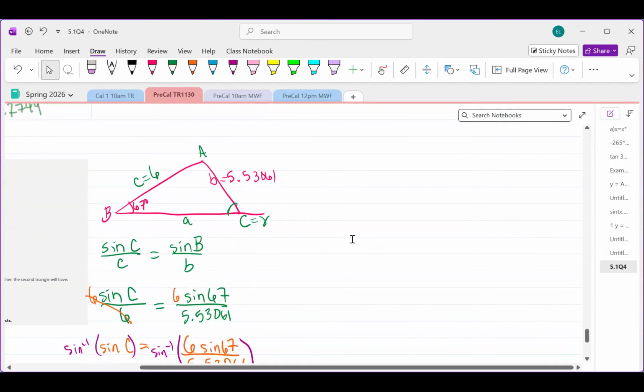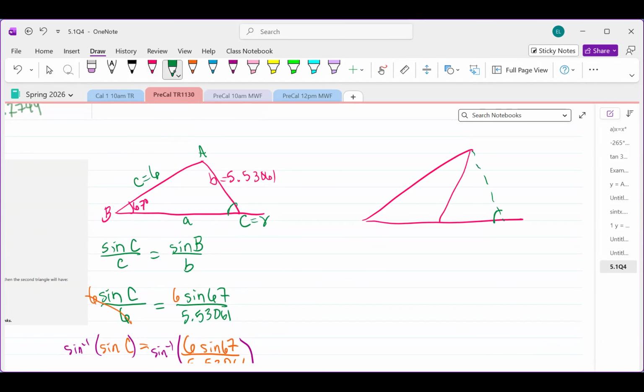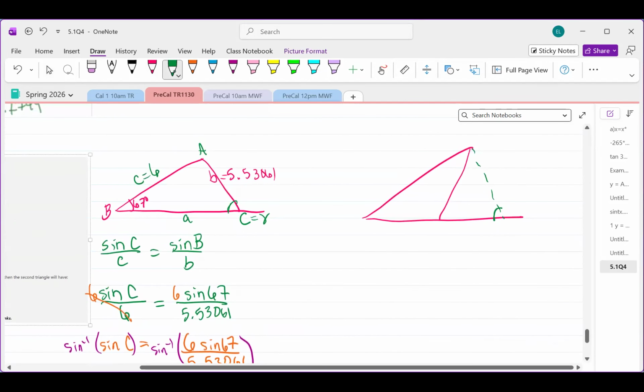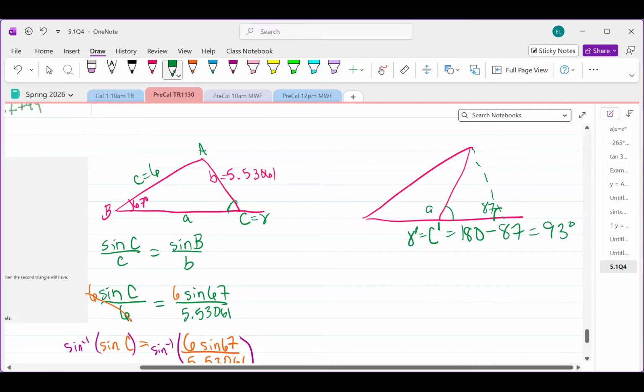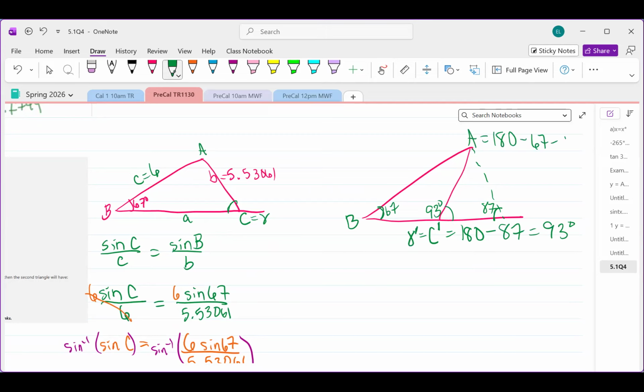So now we're going to come back and do the second triangle. So our original angle C was 87 degrees. So our C prime, which is gamma prime, is going to be 180 minus 87, which is 93 degrees. B is still 67. And then angle A up here is going to be 180 minus 67 and minus 93, which gives us 20.